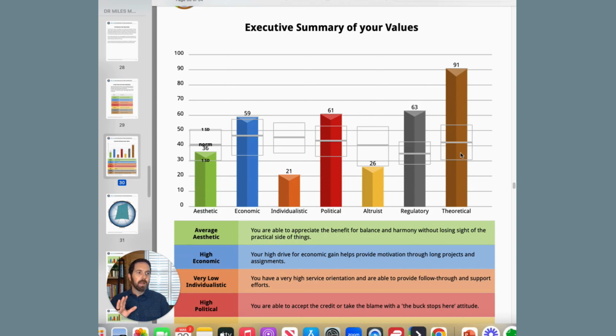So usually people have 2 or 3 dimensions where they're outside of this gray box, and I'll explain what that is here in a minute. This particular person had 4, but they weren't way high on the economic. But you're going to be balanced on this.